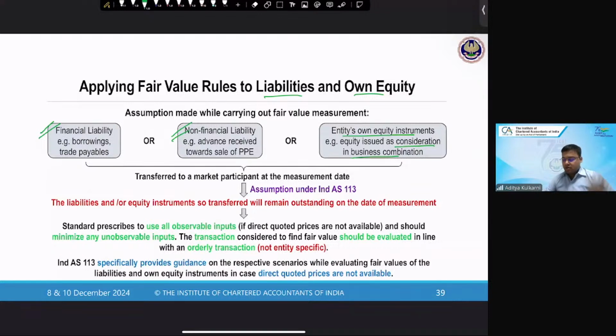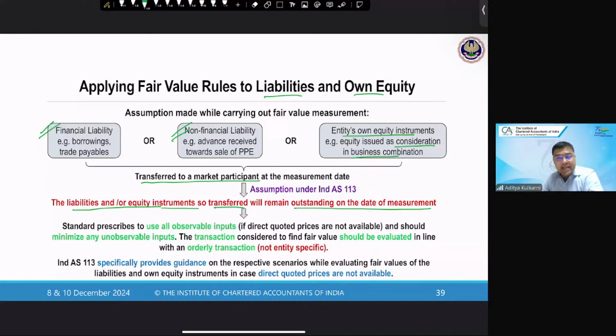Recollect this. So when I talk about liability or own equity, it could be either of these things. This is not a restricted or a limited perspective. It will have a broader implication. But basically, our assumption is that this is transferred to a market participant. It is not settled. So basically, the liabilities or equity instruments so transferred remain outstanding on the date of measurement.